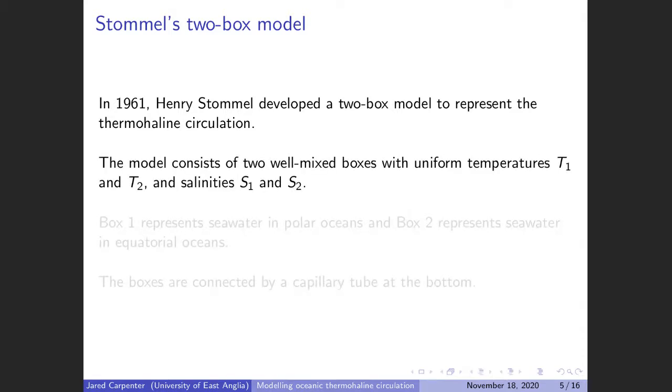And the way this model works, and I'll show you this in the next slide as a picture, is you've got two well-mixed boxes, as in well-mixed salt and fresh water, and they have uniform temperatures, say T1 for box 1, T2 for box 2, and then S1 and S2 as well, for the salinities. And we'll say that box 1 represents seawater in polar oceans, cooler, and then you've got box 2, which represents equatorial oceans.